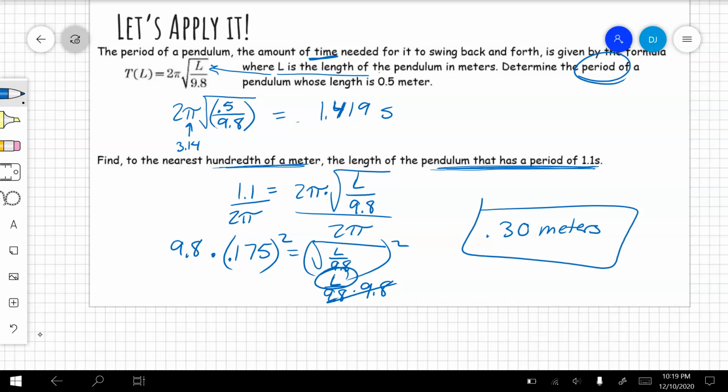A third of a meter. All right, that concludes this lesson. Go ahead and work on your homework.